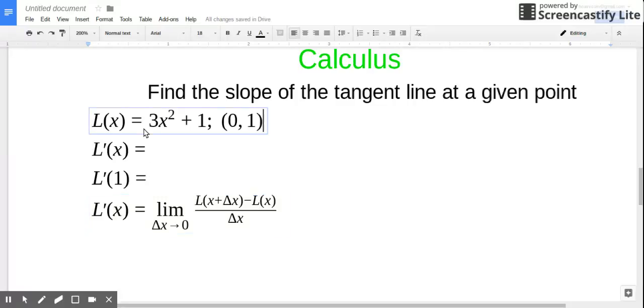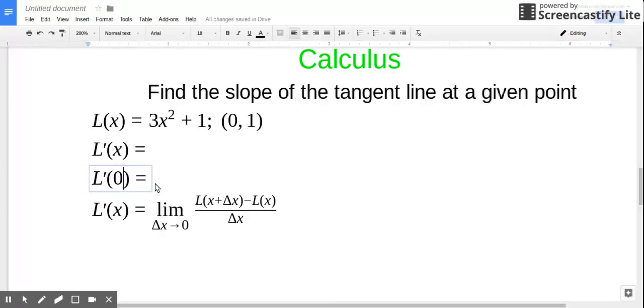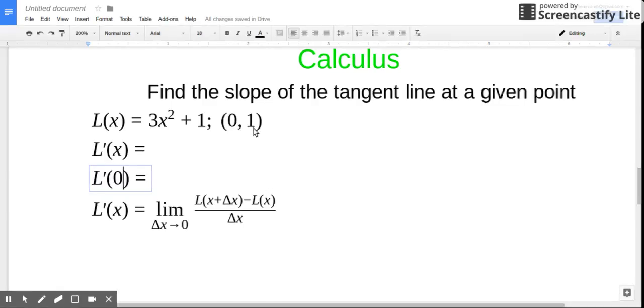Okay, so we're going to have to find the derivative first, and then once we get the derivative, we're going to plug in 0, the x coordinate, to find out what the slope of the tangent line is at the point 0, 1.